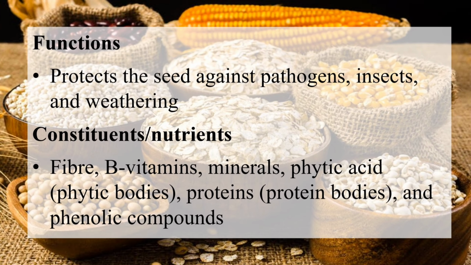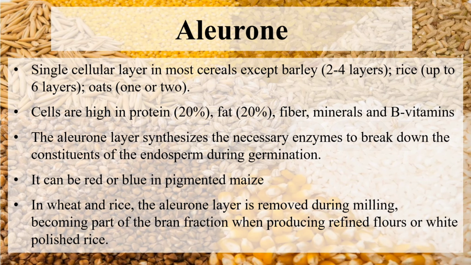Functions of seed coat. It protects the seed against pathogens, insects, and weathering. Constituents, nutrients: fiber, B vitamins, minerals, phytic acid, phytic bodies, proteins, protein bodies, and phenolic compounds. Aleurone. A single cellular layer in most cereals, except barley with 2 to 4 layers, rice up to 6 layers, and oats 1 or 2. Cells are high in protein, 20%, fat, 20%, fiber, minerals, and B vitamins.